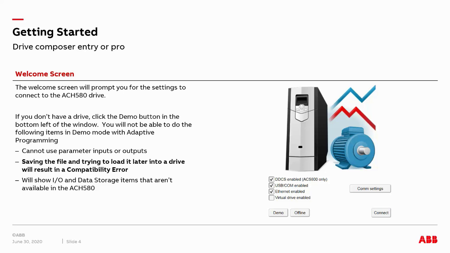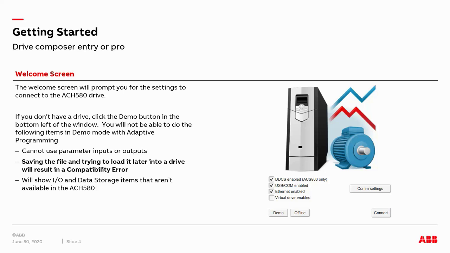But just be mindful that you cannot use parameter inputs or outputs, all of that, because I don't know which drive I'm actually talking to. None of that's specified. The biggest issue with this is saving the file and trying to load it later into a drive will result in a compatibility error. Essentially, I'm building up a program for a fake drive that doesn't exist, so when I start talking to a real drive, the program breaks. So don't spend a lot of time building programs in demo mode. Try to make sure you're connected to a drive at least once.